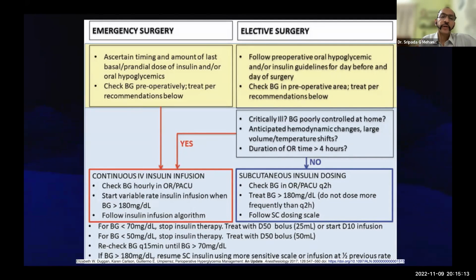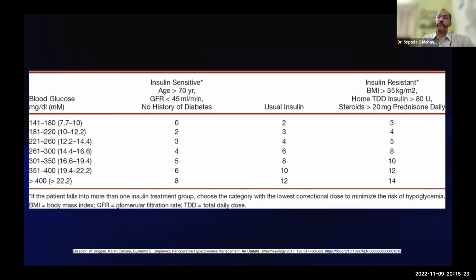Generally use a factor of 100. Divide blood sugar by 100 and use that many units of insulin. That is a very simple scale. And use of an insulin and dextrose combination is a good thing because it provides for basal insulin requirement as well as dextrose, thereby reducing the chance of ketoacidosis.